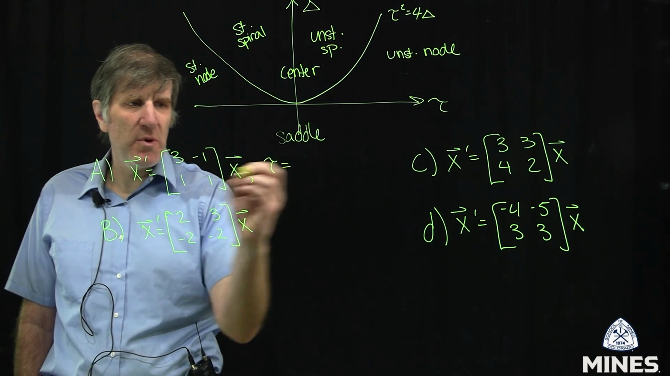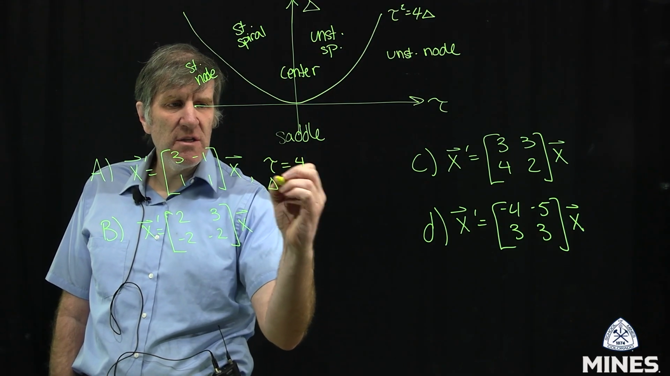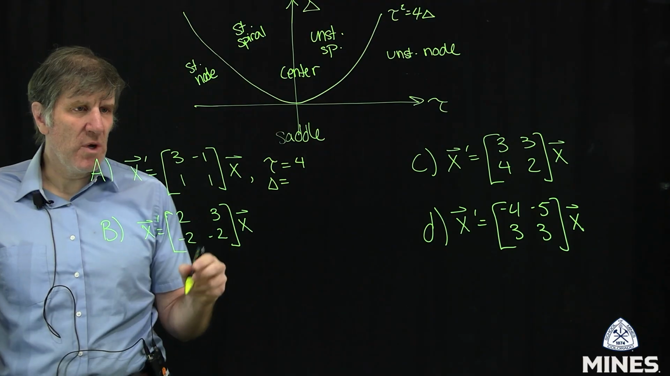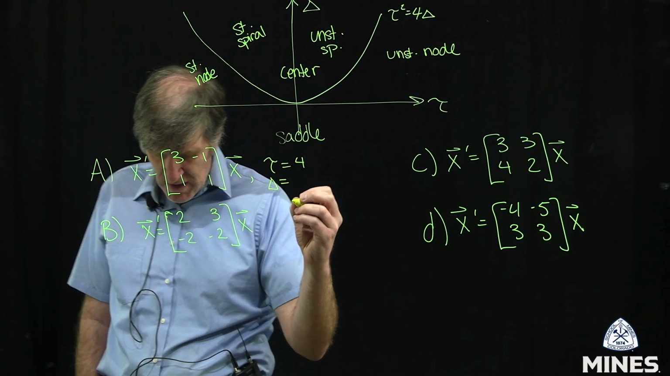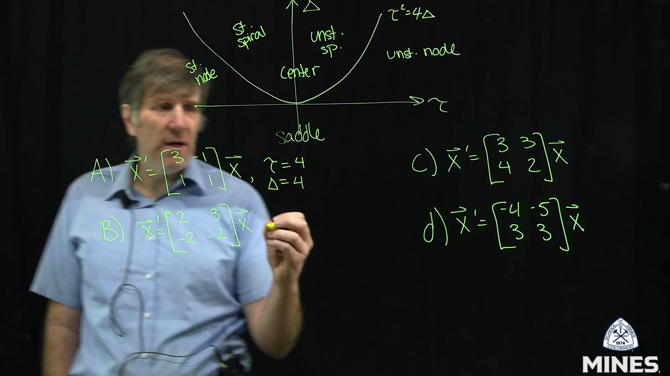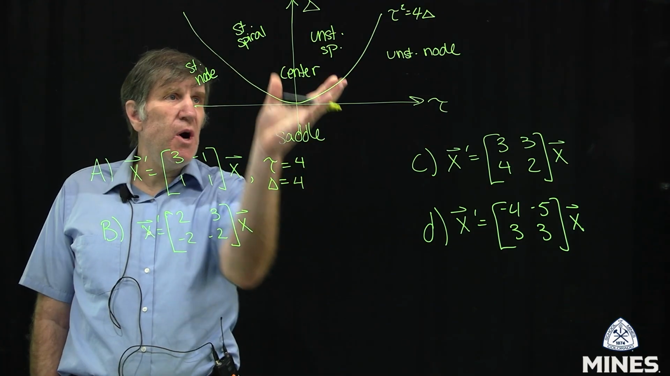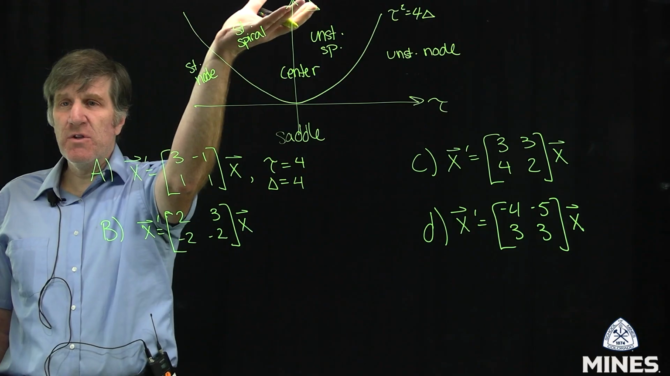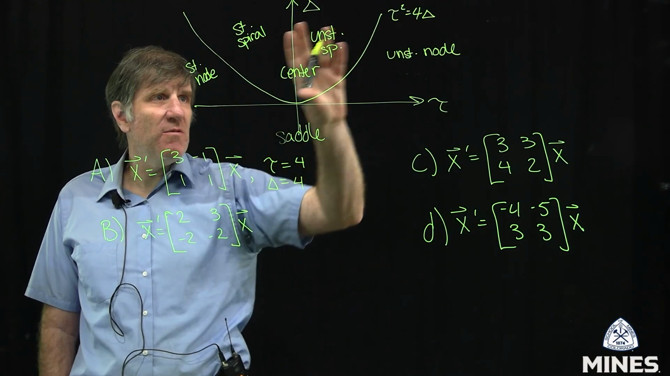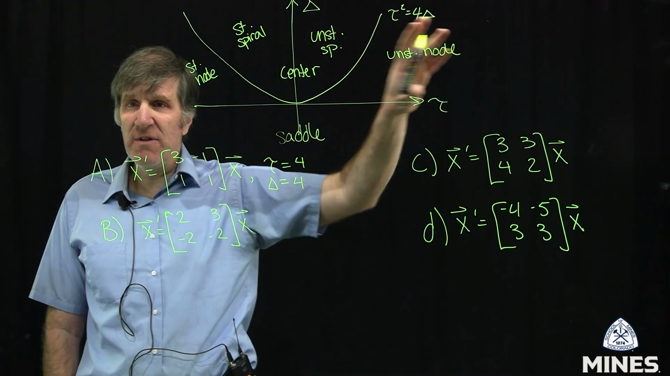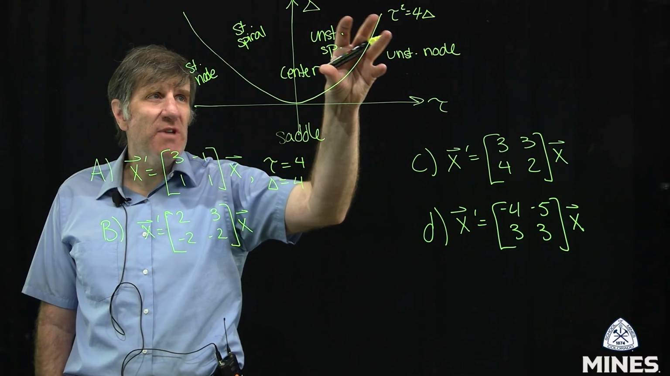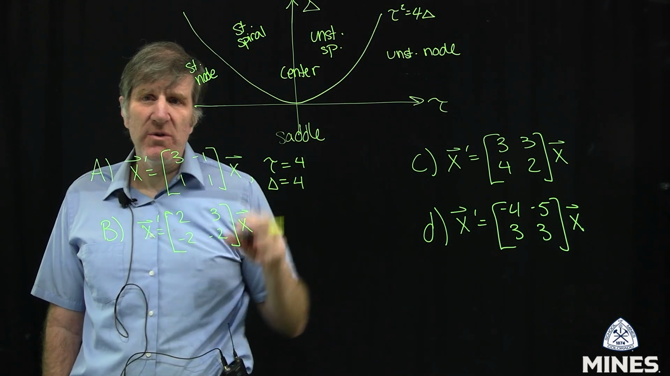So what we need for the trace determinant plane is the trace, which is the sum of the diagonal elements, so 3 plus 1 is 4, and we need the determinant. The determinant in this case is 3 times 1 minus 1 times negative 1, so the determinant is also 4. Determinant being positive means we're on this side of the trace determinant plane. We don't have a saddle. Tau being positive means we're on this side of the delta axis. So we're on the unstable side of things.